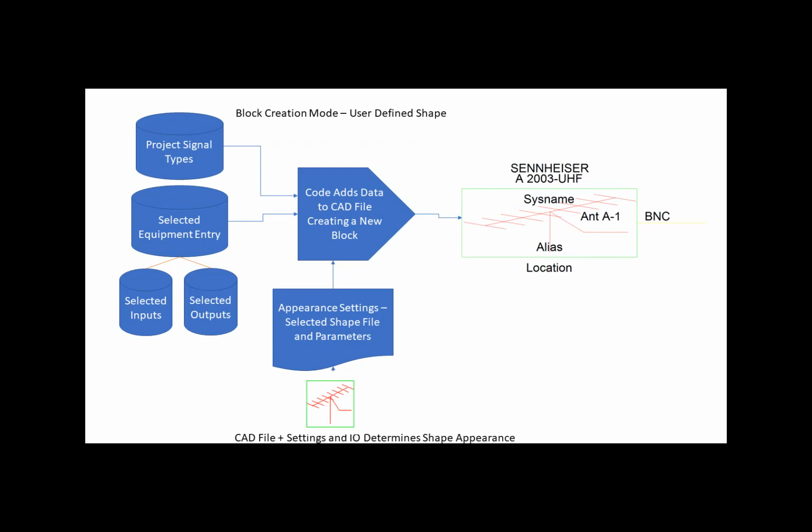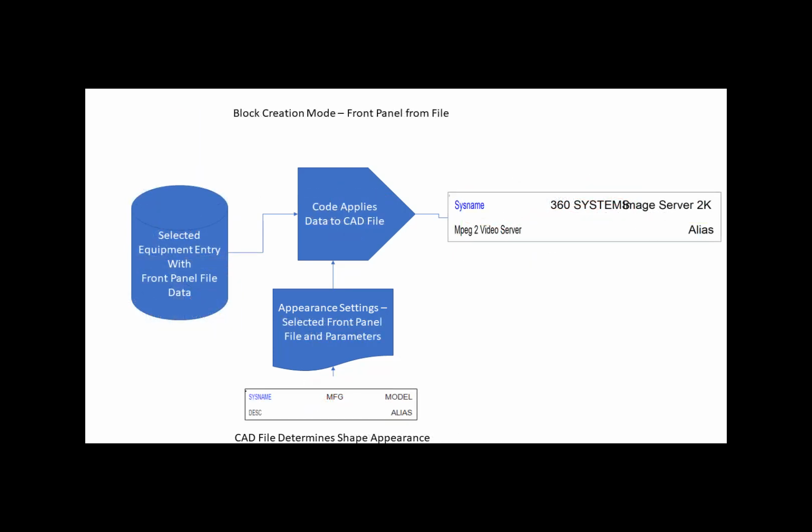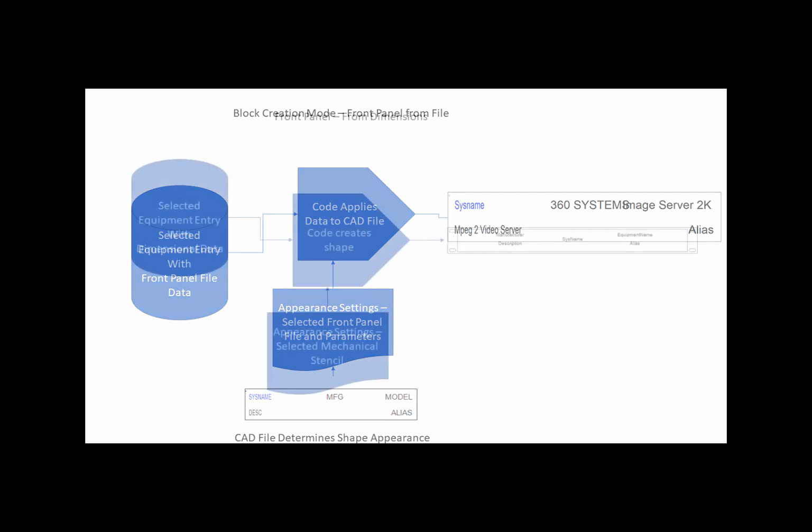When we're making a custom shape, we're kind of doing a hybrid where we have the file as a base set of geometry, but then we're also going to use our display settings, our appearance settings, and all of our data to create a completely new block that has a marriage of our data and the geometry from the user-defined shape. When we're creating a front panel from the file, we're going to go get the CAD file. The CAD file determines the actual appearance and has attributes that are known to us. The code simply applies our data to those attributes.